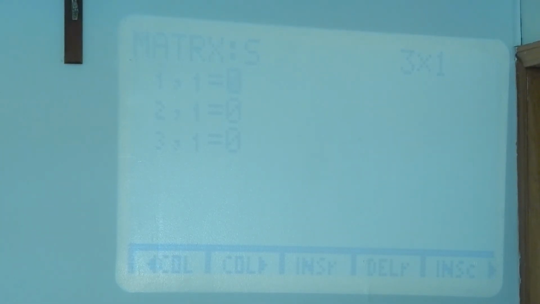Okay, position 1 is what? Negation of 4, right? Then 1.25 and what? 11. And 11. Okay, exit out of it. Hit what? S, and there's your solution matrix. Now we just let the calculator do the work.